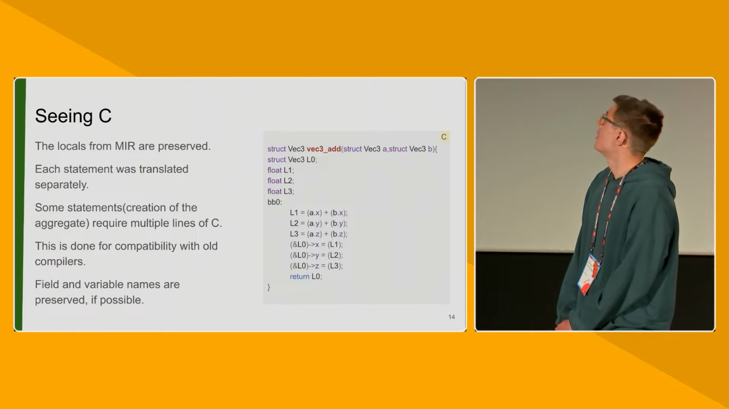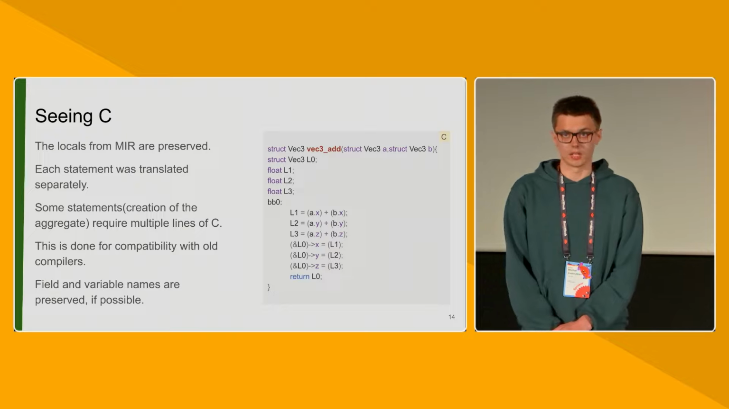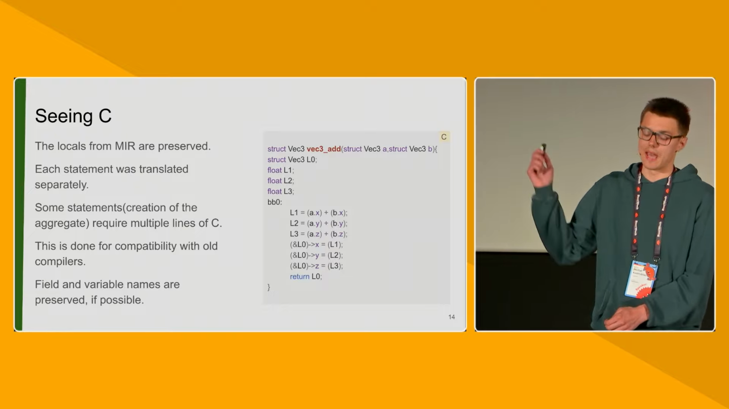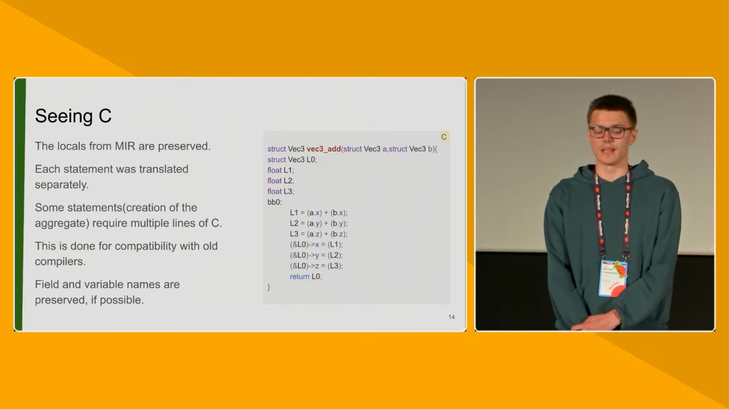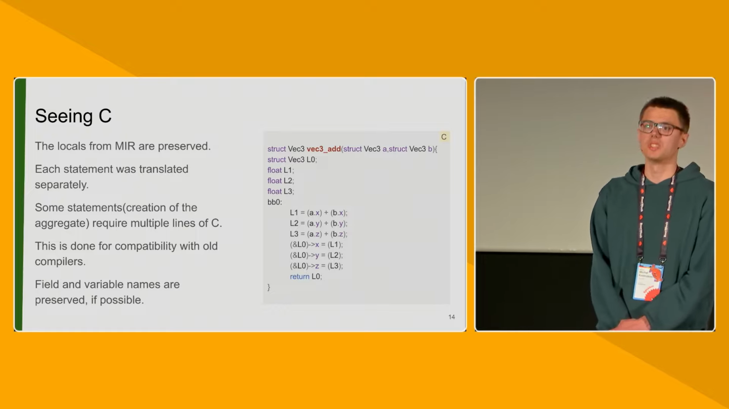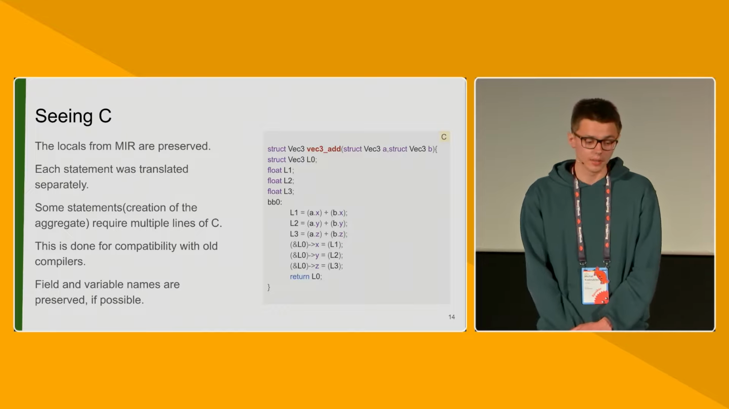And now we will take a look at the C code I have generated from this MIR. You may notice that there is the exact same number of local variables, because at the beginning of the process, I actually try to keep the MIR and the generated C as close as possible. I try to keep the local variable numbers as close as possible.